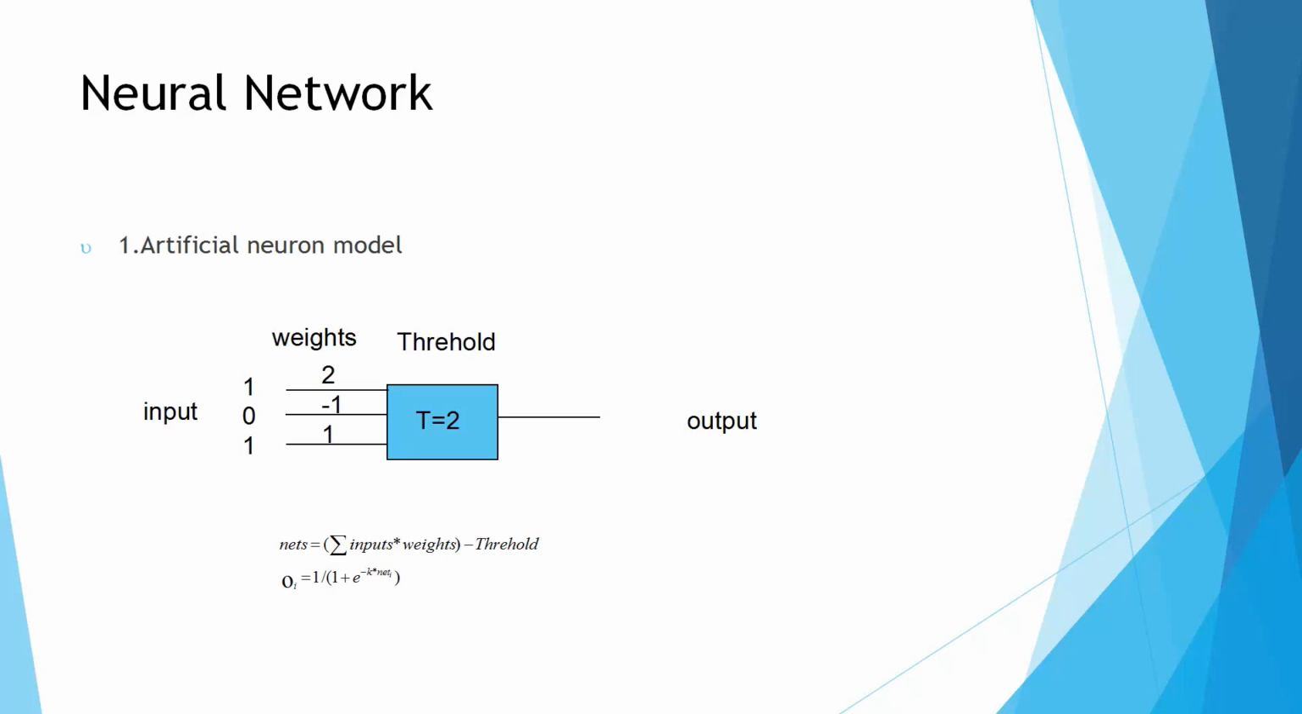Here is an example. The input is 1, 0, 1, the weights are 2, -1, 1, and the threshold is 2. So net equals 1 multiplied by 2 plus 1 multiplied by 1 minus 2. It's positive, so the output is 1.